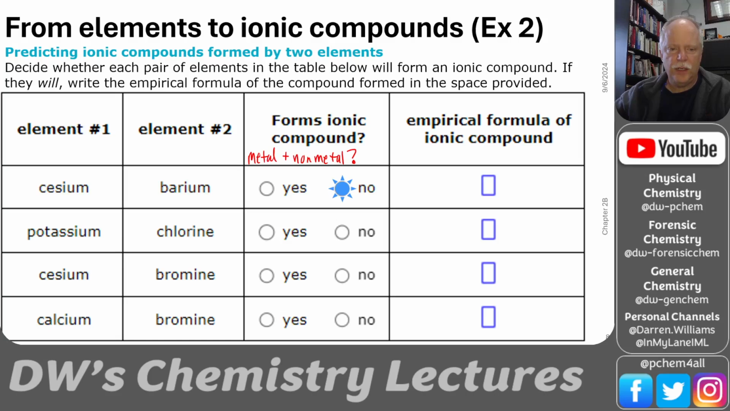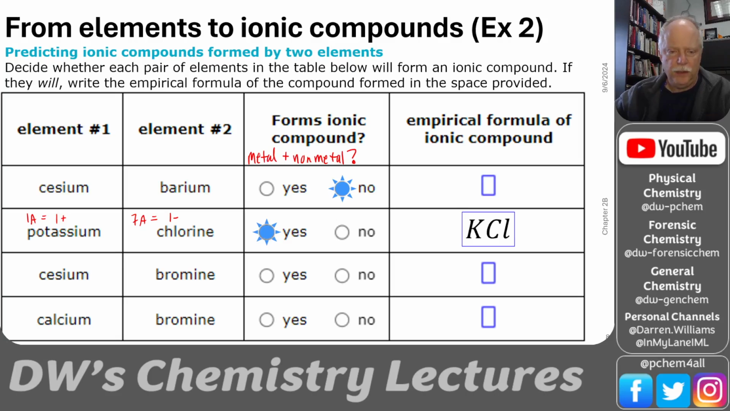Potassium is a metal, chlorine is a non-metal. So yes, and potassium is in group 1A. Chlorine is in group 7A. Okay, so that group 1A means it's a +1, and group 7A means it's a -1, plus one negative charge. So it'll be KCl.